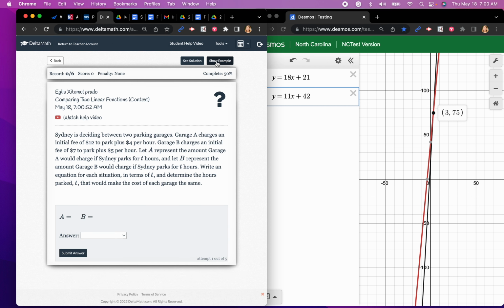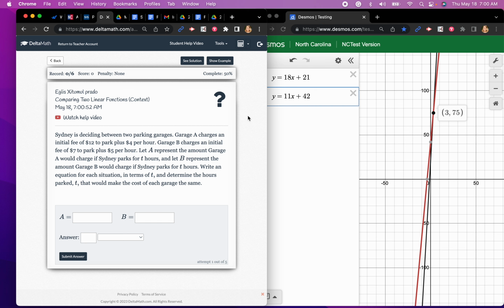Okay? So if I did another one here, it says, Sydney is deciding between two parking garages. Garage A charges an initial fee of $12, so that's your y-intercept, $12 plus $4 per hour. And again, they want you to use t for hours, for time. And Garage B charges an initial charge of $7 plus $5 per hour. Then write an equation for each situation, which we quickly did, to determine the number of hours, t, that would make the cost of each garage the same.